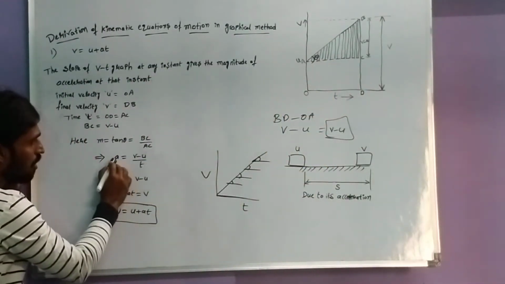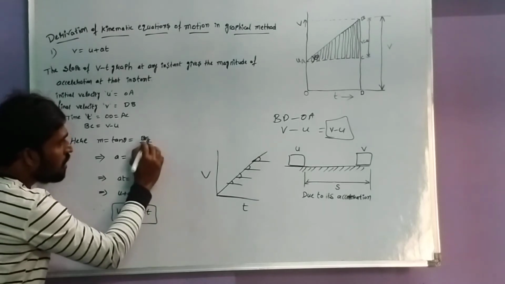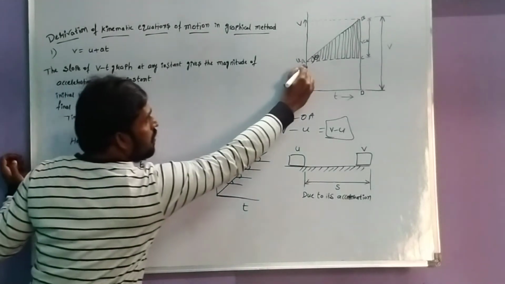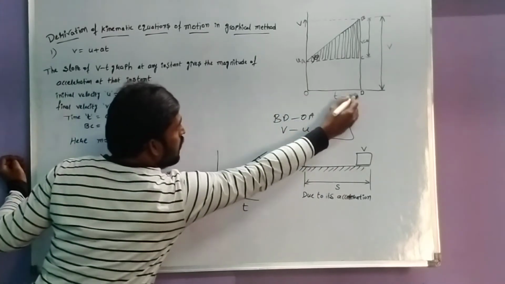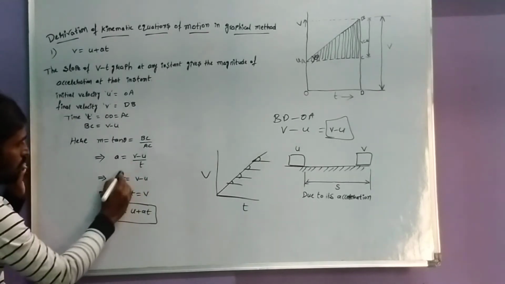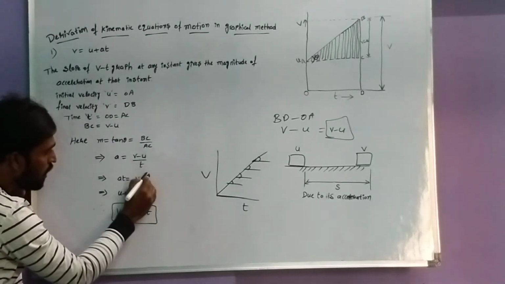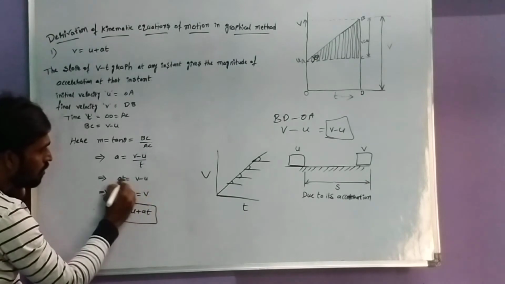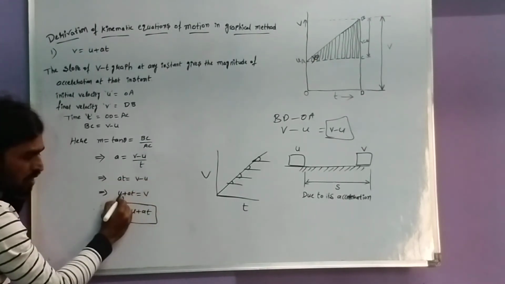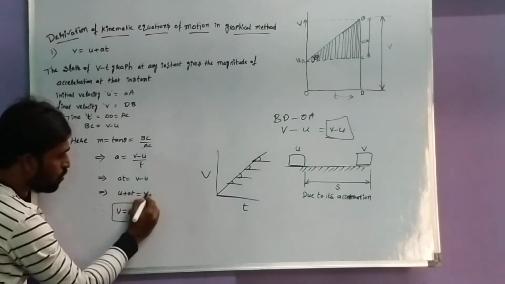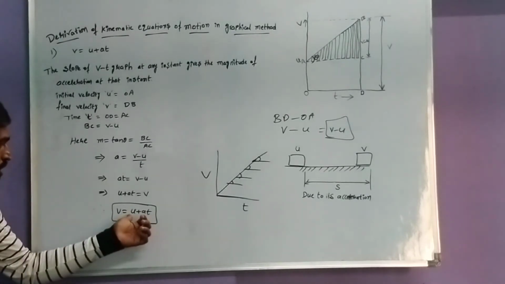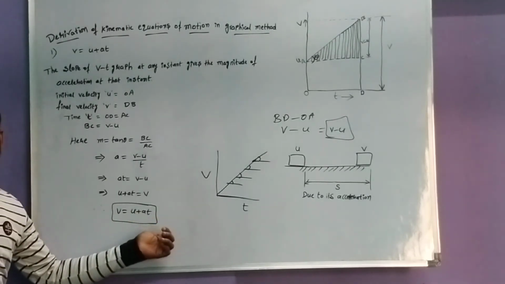Acceleration a is equal to BC by AC. What is BC? We get v minus u divided by AC. AC is equal to OD, both are equal to t. Just cross multiply t. You get at is equal to v minus u. Send this minus u to the left-hand side. You get u plus at is equal to v. Therefore, finally we get the first kinematic equation, v is equal to u plus at.